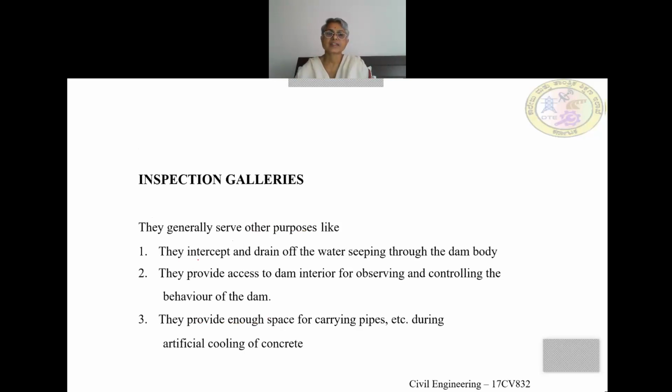So one is they intercept the drain of water seeping through the body of the dam. So if this is the body of the dam, okay, if water is seeping through the body of the dam, the drainage gallery will intercept it. So it will not allow it to further flow like this. So it will intercept and water will get collected in the drainage gallery here. So it will intercept the seepage.